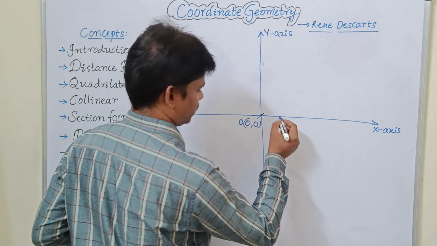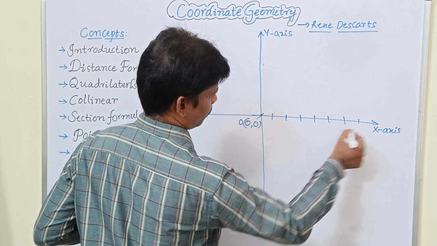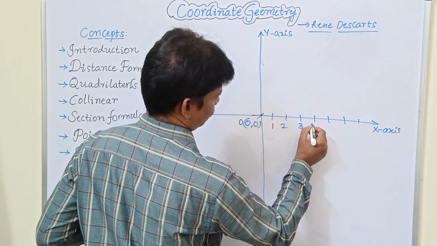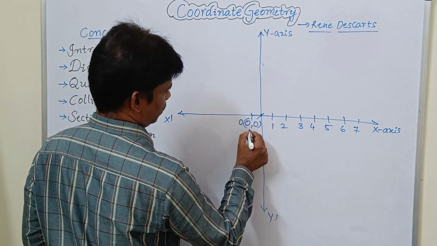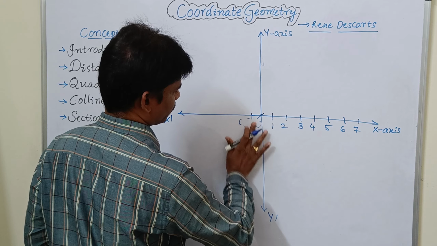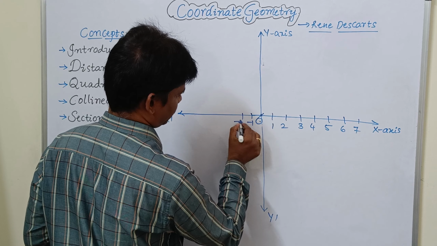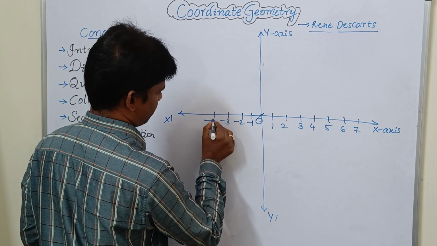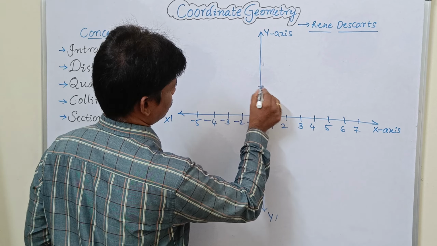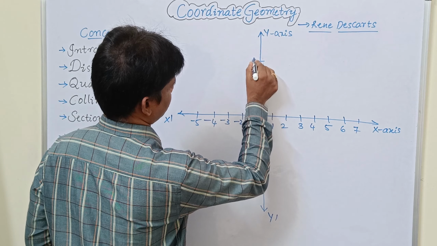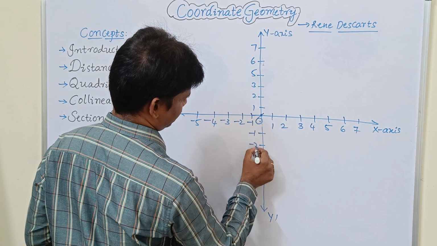It just represents the number line: 2, 3, 4, 5, 6, 7. This is the negative x-axis. This is the positive y-axis. This is the negative y-axis.